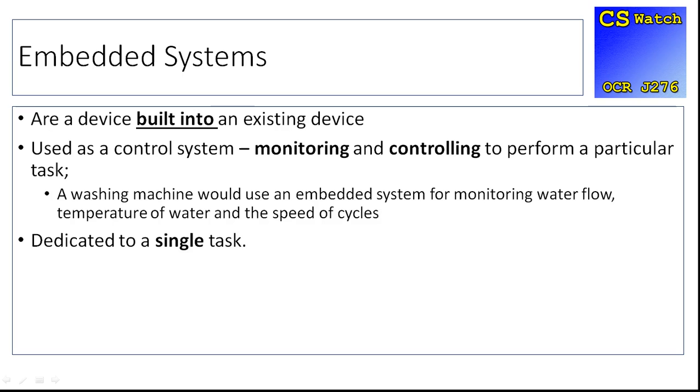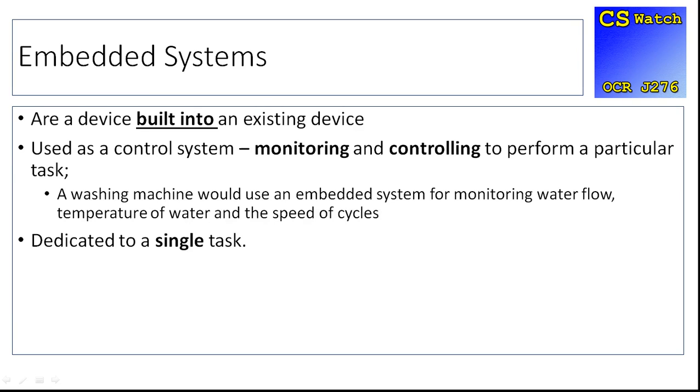An embedded system is a computer built into other devices. So for example, if we think about a washing machine, when you look at it, it is quite a complicated piece of equipment. It uses an embedded system for the monitoring of water flow, so making sure enough water is coming in, the water is going back out. It uses an embedded system to check the temperature of the water, making sure if you're in a hot wash that the water is at the right temperature. The speed of the cycle is making sure it's spinning enough.